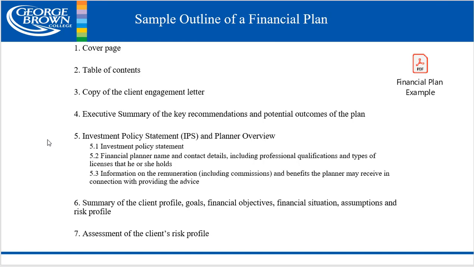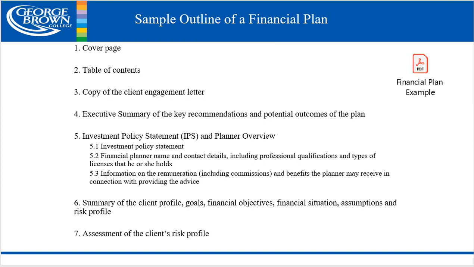And the investment policy statement, that's something that's going to come out of the investment planning phase. Also, details with the financial planner's name, contact details, including professional qualifications and types of licenses that he or she holds. Information on the remuneration, including commissions. So is it fee-based or commissions through insurance contracts, etc. And benefits the planner may receive in connection with providing the advice or service. Number 6 is a summary of the client profile, goals, financial objectives, financial situation, assumptions, and risk profile. Number 7 is an assessment of the client's risk profile.